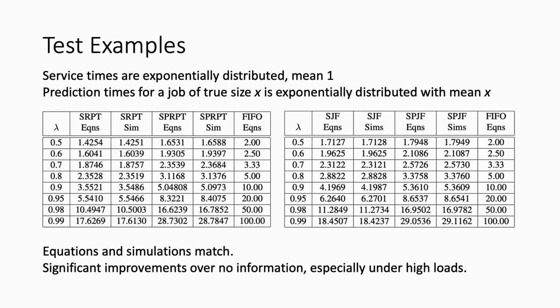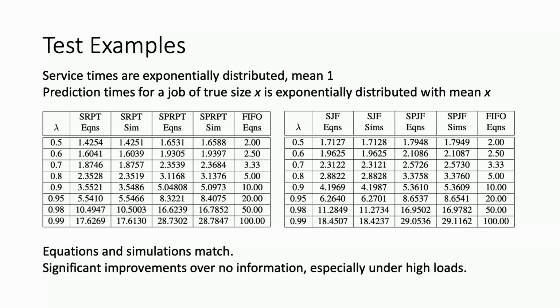All right, and then I did a bunch of simulations just to see how things work. On the left side here, it's the shortest remaining processing time, then the shortest predicted remaining processing time, that's the one with predictions, then FIFO, and then the same for shortest job first. Focusing on the left, the key thing that comes out of the simulations is that it looks like my equations were right: the results from the equations are within much less than 1%, generally within 0.1% or so of the simulations, which is good.